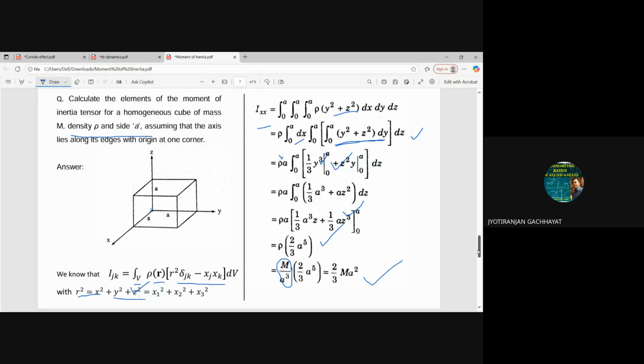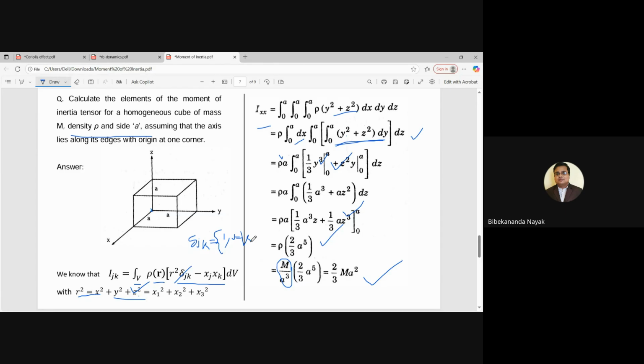Similarly, what is I jk? It is r square delta jk minus x j x k. Delta jk is the Kronecker delta symbol. It means when j is equal to k, it is 1. When j is not equal to k, it is 0. We call it the Kronecker delta symbol. It is 1 for j equal to k, otherwise 0.